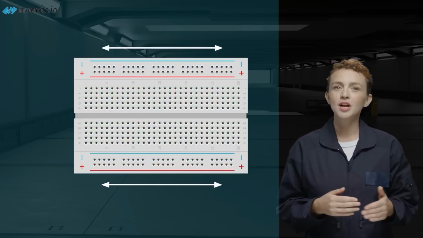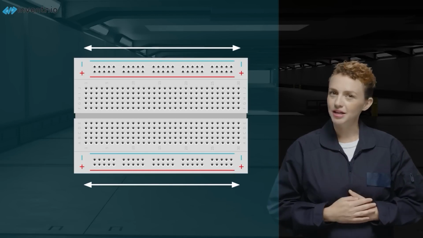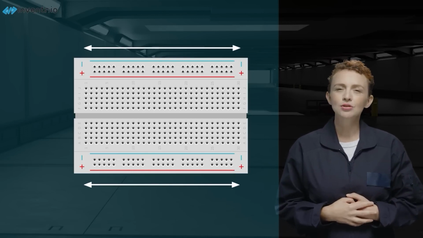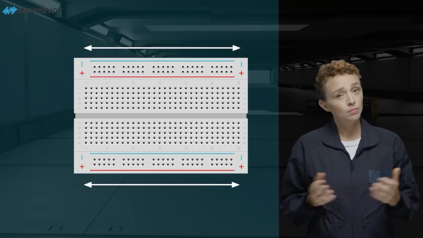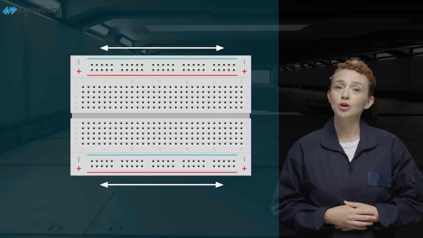The bus strips run in rows along the top and bottom edges of the breadboard. These are generally used for power supply connections. On most breadboards, the red line indicates a connection to our positive voltage, and the blue or black line indicates a connection to our ground. You can plug your components and wires into these holes to create circuits.